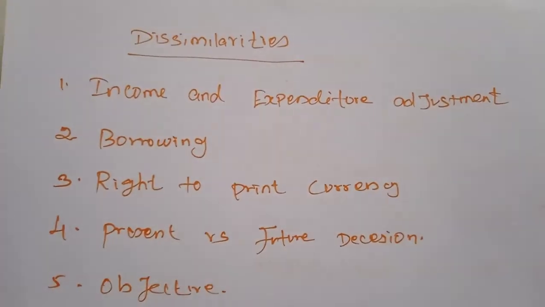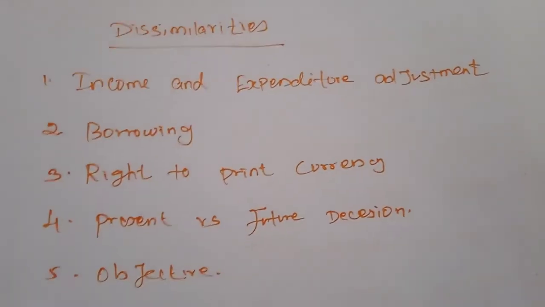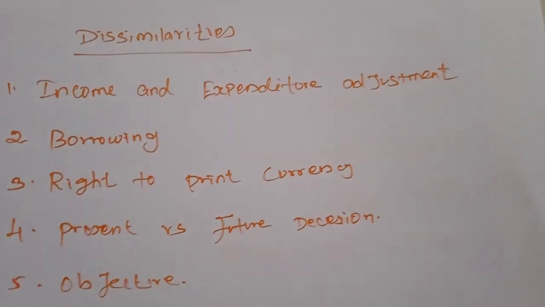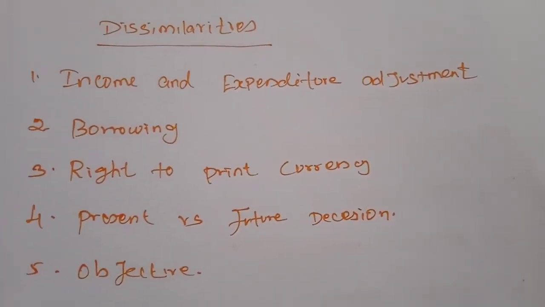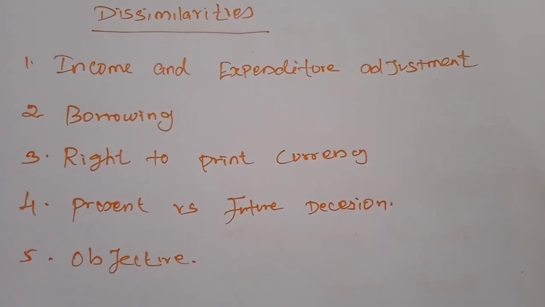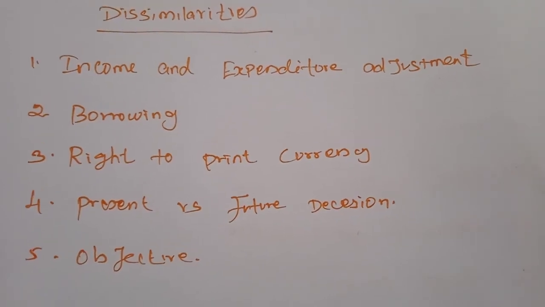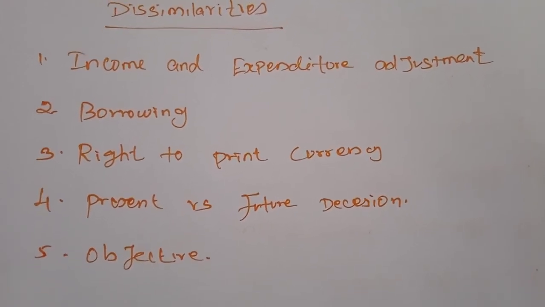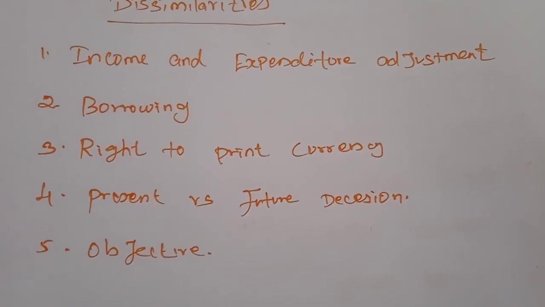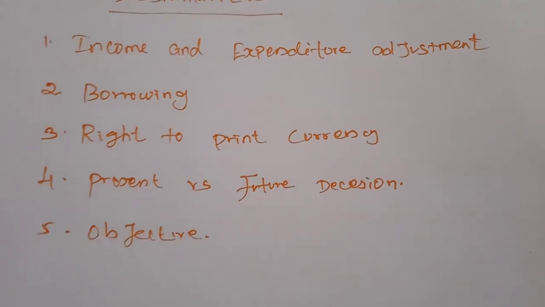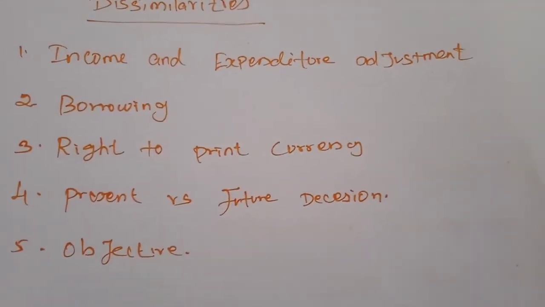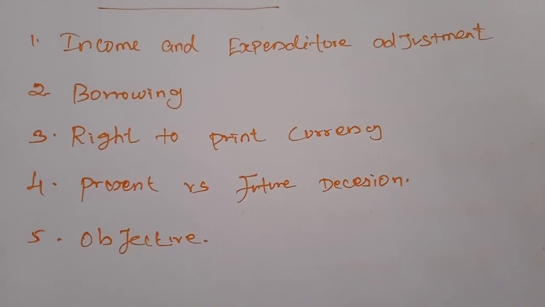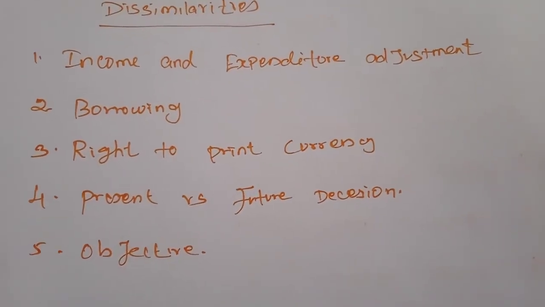Next, dissimilarities. What are the dissimilarities between private and public finance? We can explain the dissimilarities under five heads. First one is income and expenditure adjustment. The government adjusts the income to the expenditures while individuals adjust their expenditure to the income. Private finance involves stitching the coat according to the cloth available, whereas public finance decides the cloth according to the needs of the coat. So the government will spend money only for what is needed. It will not waste the income and will not spend more than required for its purpose.